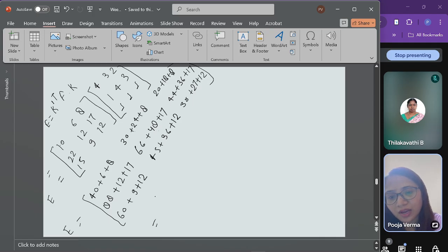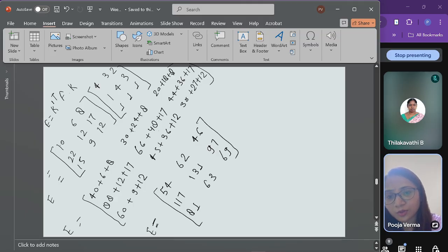Now add all these values, you will get 48 plus here you will get 54, here you will get 117, here you will get 81, here you will get 62, 131 and 63. And for the next row 46, 97 and 69 you will get. So this is overall our essential matrix.